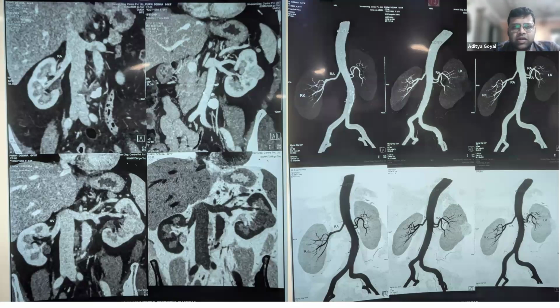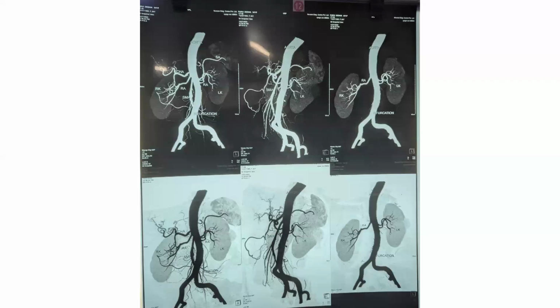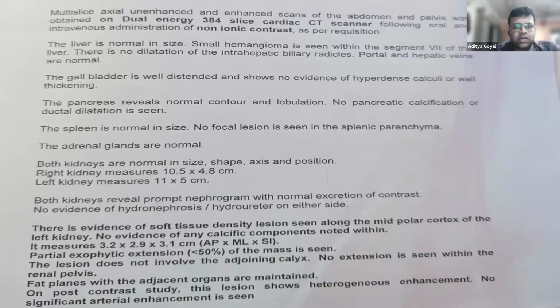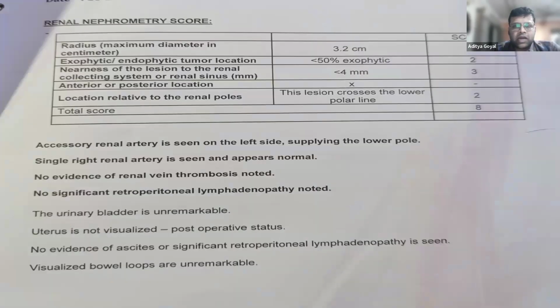On the left side, we can see approximately a 3 by 3 centimeter mass located at the midpole of the left kidney, which is more than 50% endophytic. It is near to the hilum. However, involvement of the fat sinus or renal sinus cannot be commented on here. Apart from that, it is crossing the polar line as well. So the renal score for this mass would be around 8. And there are 2 arteries as well.